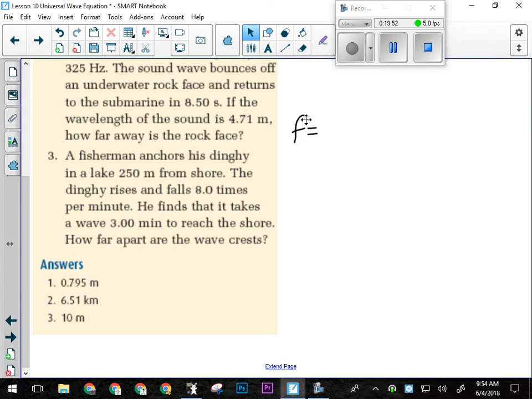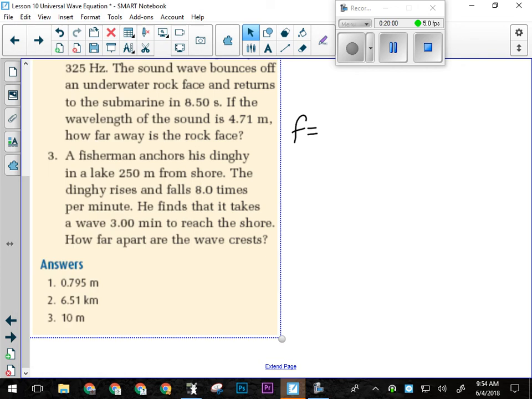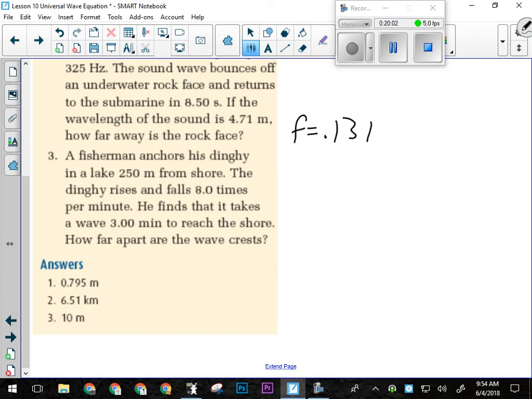So 8 divided by 60, and I've got 0.13 hertz. Okay, so I've got frequency, and he finds that it takes a wave 3 minutes to reach the shore. That's 180 seconds, so my time is 180 seconds. The distance they have to travel is 250 meters, and I have the frequency. We're looking for how far apart the wave crests are. What do we call the distance between two equal points on a wave? Wavelength. So we're looking for lambda.